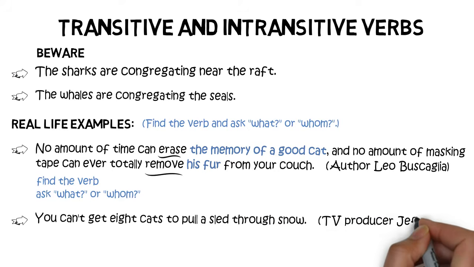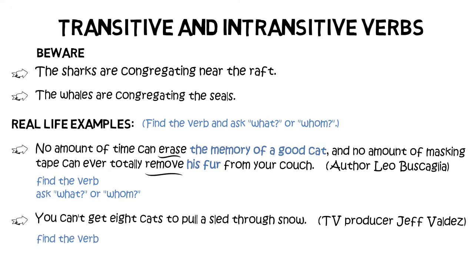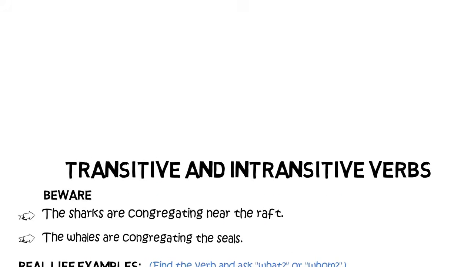Here's another example. You can't get 8 cats to pull a sled through snow. Let's find the verb, which is can't get. Let's ask what, can't get what? Well, 8 cats to pull a sled through snow. So that's the direct object, making get a transitive verb, which it is.